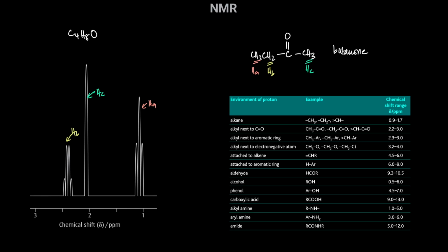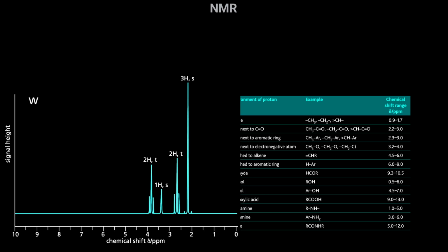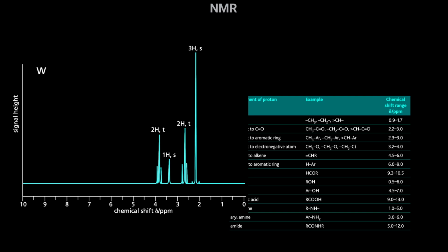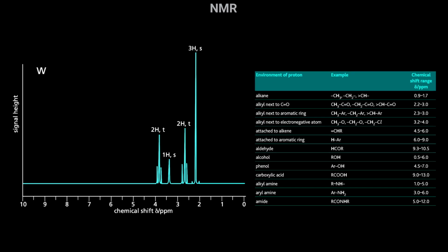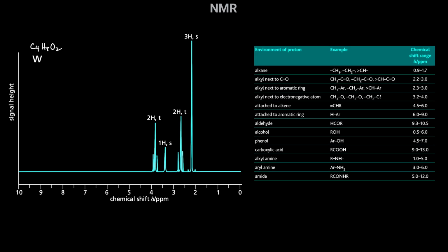Now for the next question, I have a compound W that has the molecular formula C4H8O2, and this is the NMR spectrum for that compound. Again, we want to determine the structural formula of compound W.